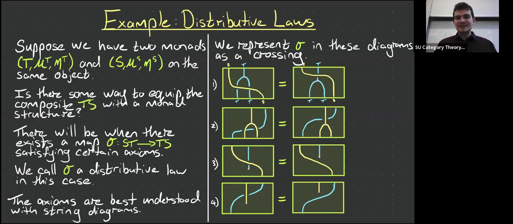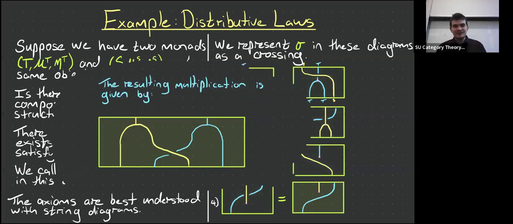Maybe now, at least I'm starting to see the value in these string diagrams. But what I haven't told you yet is how we need to define multiplication and unit for this composite monad TS using sigma in some way. The resulting multiplication is going to look like this, which is, I think, quite a nice, appealing looking diagram. The unit, I didn't write it down, just ends up being horizontally composing the two units. So it's just like two lines sticking down. But here's what the multiplication ends up looking like.